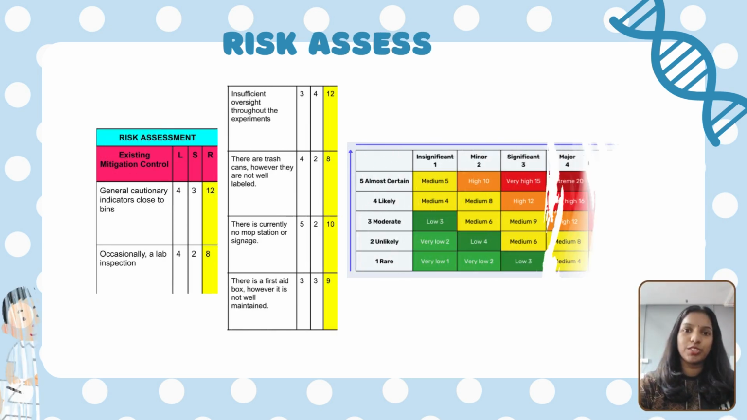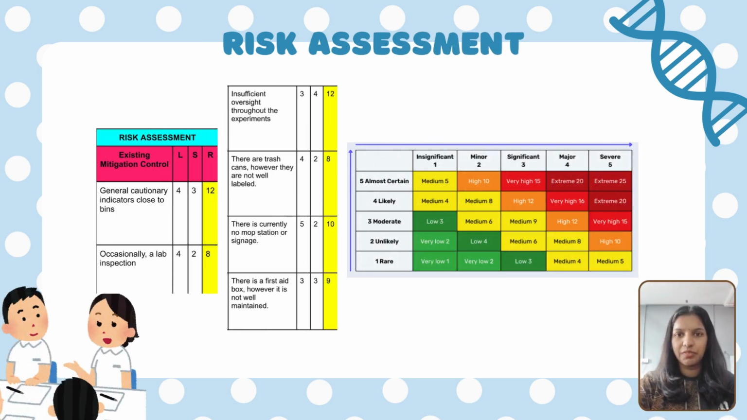Hi everyone, today I'm going to share the top 6 hazards identified in chemistry final year lab 6 and how they affect safety in the lab. First, glassware thrown in a regular bin poses a serious threat. It has a risk level of 12, categorized as high. Broken glass can cause deep cuts, and without proper disposal, it is a danger to everyone in the lab.